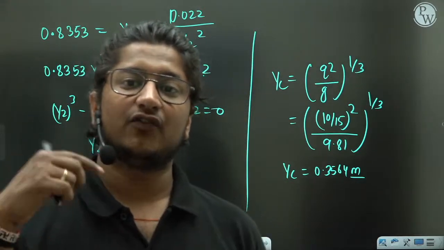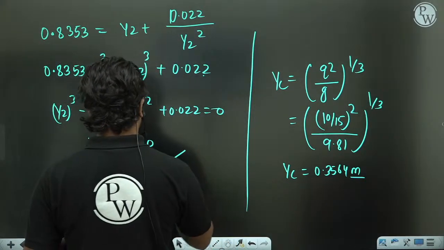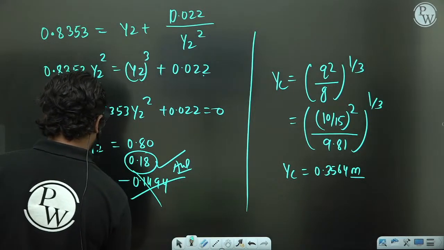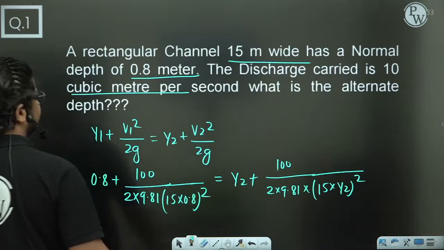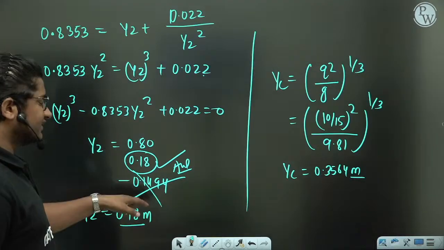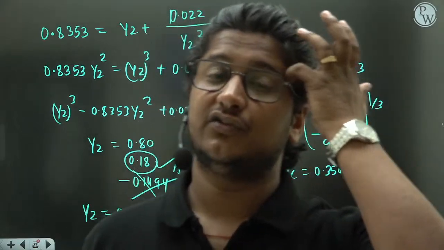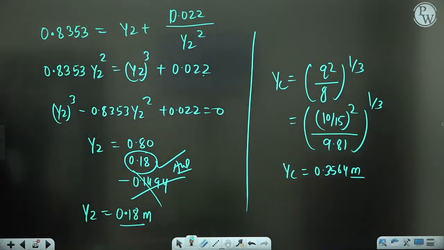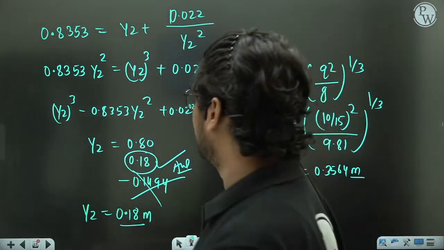So if one depth is above critical depth, so another depth will be definitely below critical depth. So in that case, your right answer will be 0.8. So final answer for Y2 will be 0.18 meter. Clear? So this is the important thing which we need to understand. Until unless you are finding the three values, you will be getting a wrong answer. And you need to check your answer with the critical depth, whether you are getting a value less than critical depth or more than critical depth. And then finally you need to give your answer as a right answer. I hope it is clear to all of you.